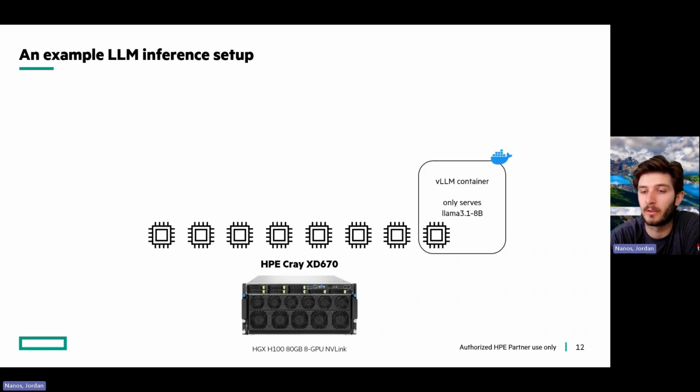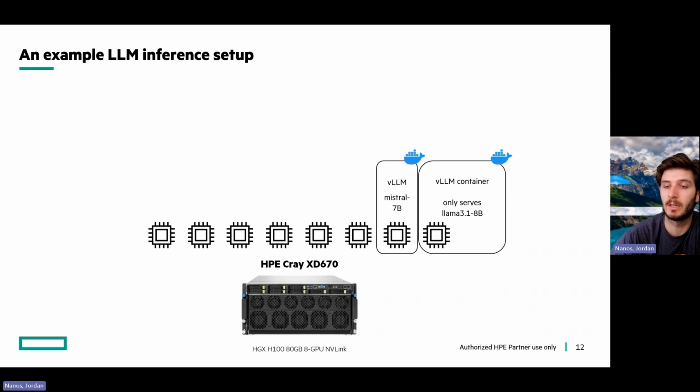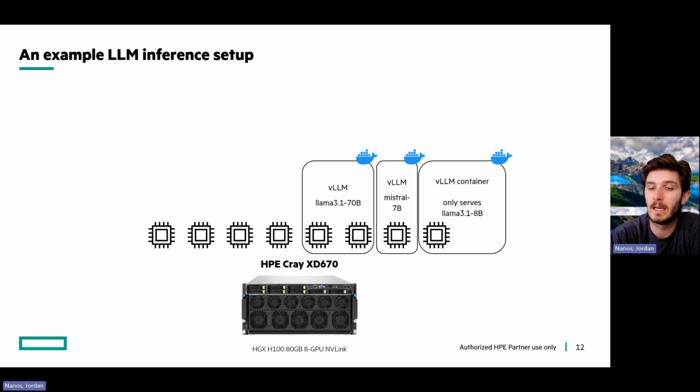Specifically, I've got a vLLM container that is serving the Llama 3.1 Instruct 8B model on a single GPU. I've got another one that's serving Mistral 7B Instruct 0.3 on another GPU. And then I've got a third vLLM container that serves the Llama 3.1 70B model. This one's larger, so it requires two GPUs just to run. And these are running in three separate Docker containers.